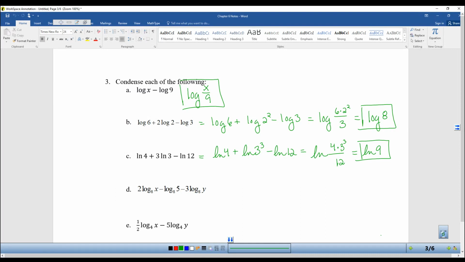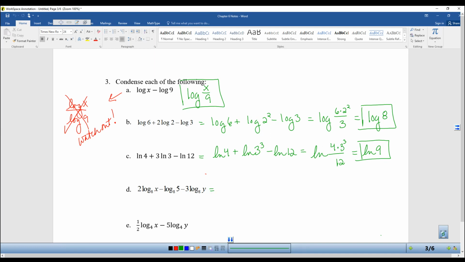I will tell you the biggest mistake that I see in this section is not using a single log. People know when they see subtraction, they need to change it to division, but a surprising number of people will write log of x over log of 9. Okay, watch out. That is the biggest error that I see in this section. Otherwise, it goes really well for people.